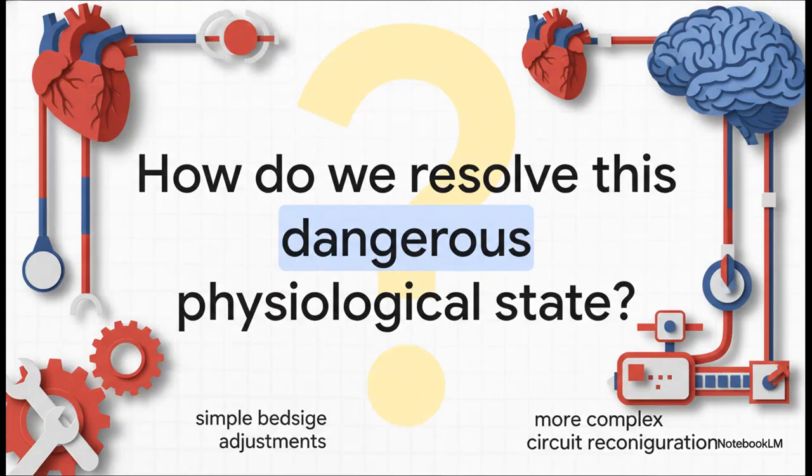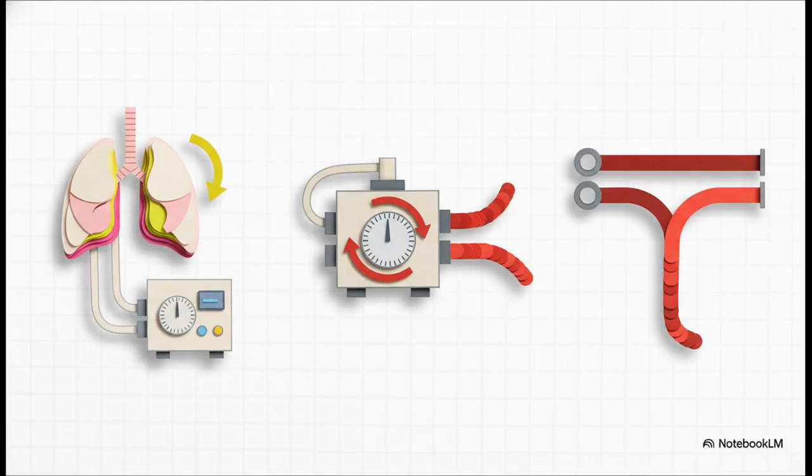So once this is diagnosed, it is a true medical emergency. We have to act, and we have to act quickly, to restore adequate oxygenation to the brain and heart. We have several strategies at our disposal, and they range from simple bedside adjustments to much more complex circuit reconfigurations. Our first step is often to optimize the ventilator settings. If we can improve the native lung function even a little bit, that will increase the oxygen saturation of the blood being ejected by the left ventricle.